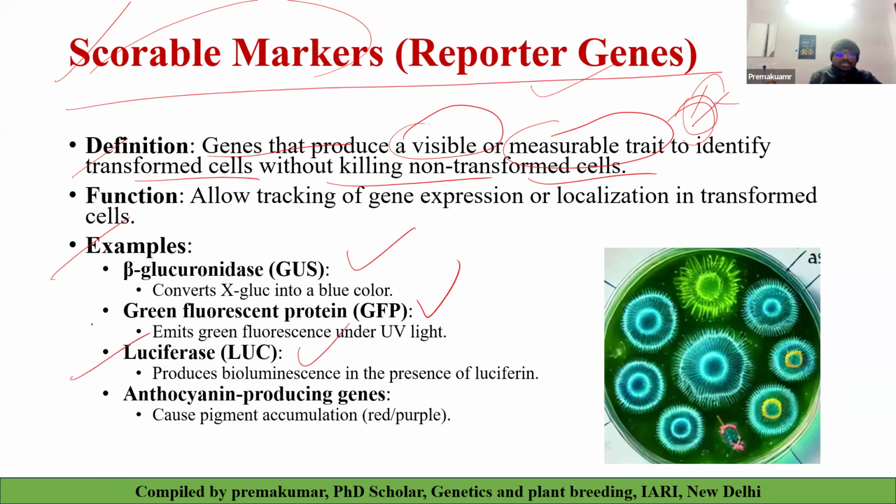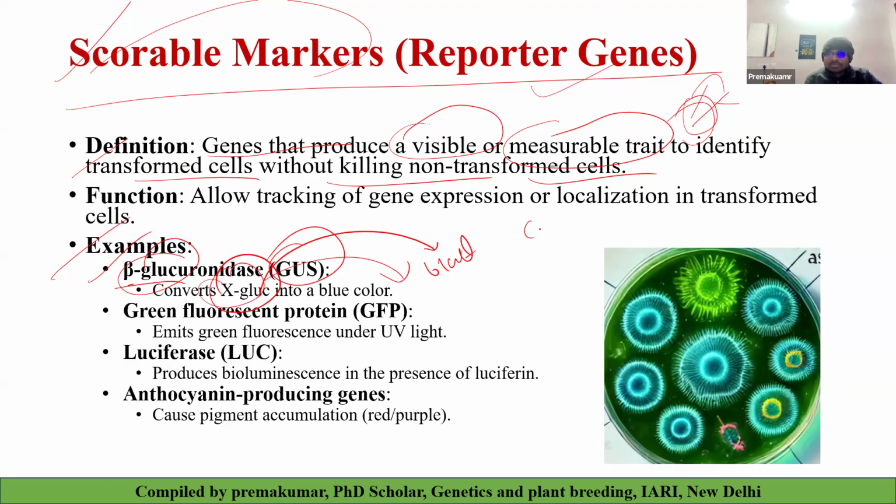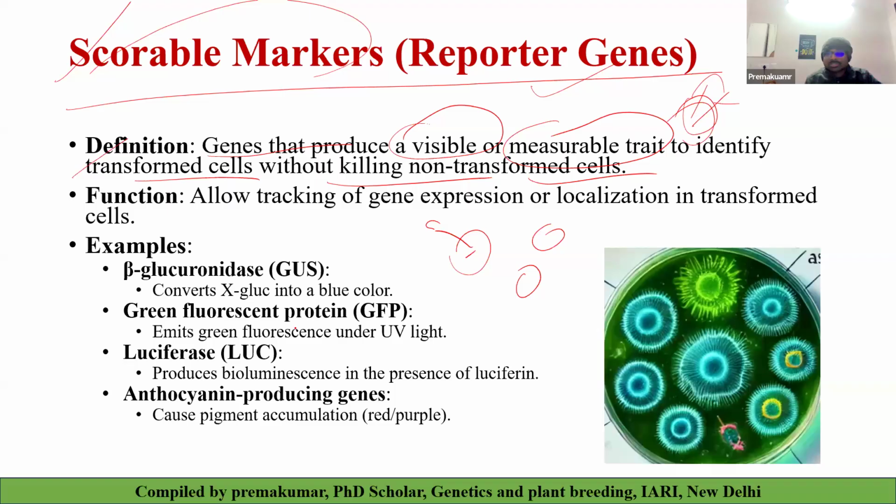Okay, luciferase, green fluorescent protein, and beta glucuronidase. What is the function? For example, beta glucuronidase: if the gene is present, it converts the X-gluc medium to blue color. If the gene is not there, it will not convert the medium to blue color. Based on the color of the media after your cloning, you can decide which is recombinant and which is non-recombinant. This is one of the great advantages: it will not kill any cells, it just produces some color, and we can score that.